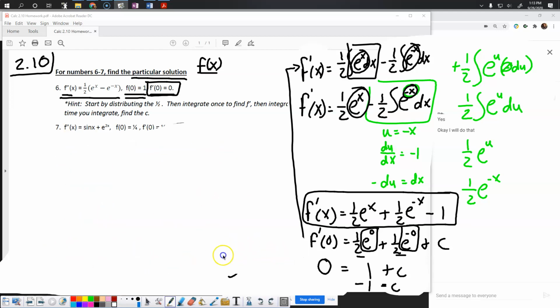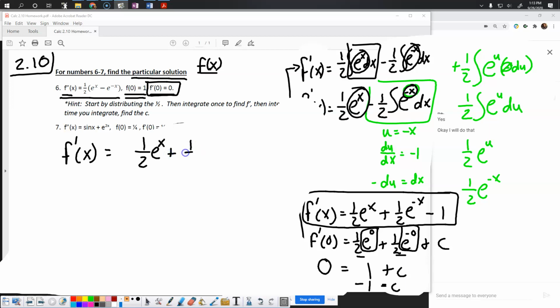But we're not done, right? Because we want to get f, not f prime. So how do I turn f prime into f? We integrate again, right? So I'm going to take my f prime, which we've already said is 1/2 e to the x plus 1/2 e to the negative x minus 1, and we're going to put a dx on both sides. And then we're going to integrate both sides. When I integrate this, I get f.